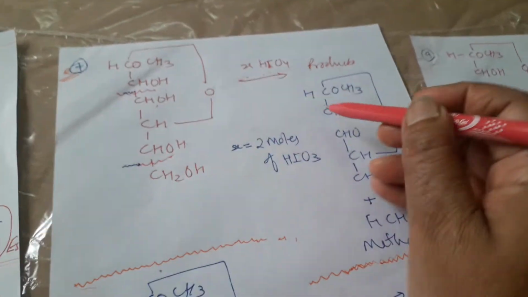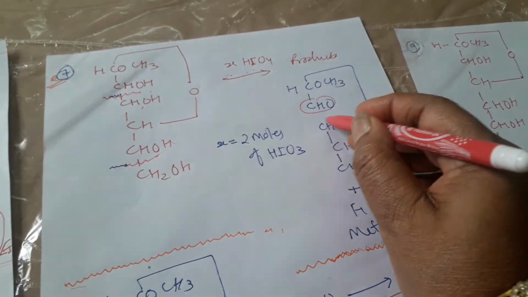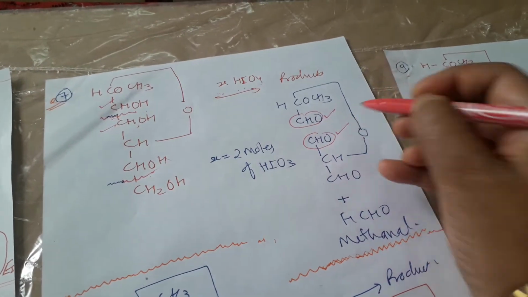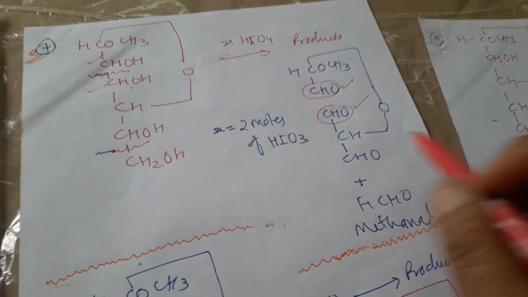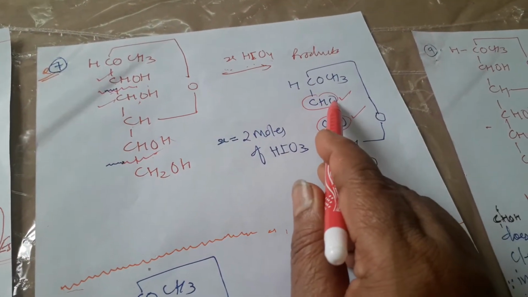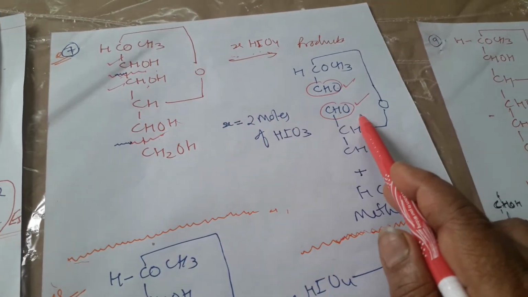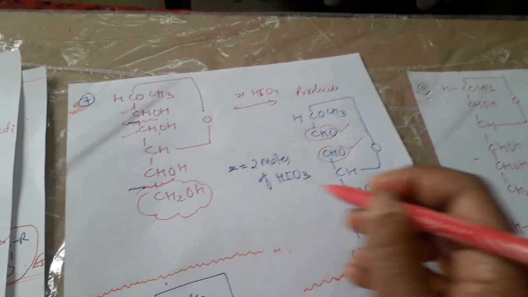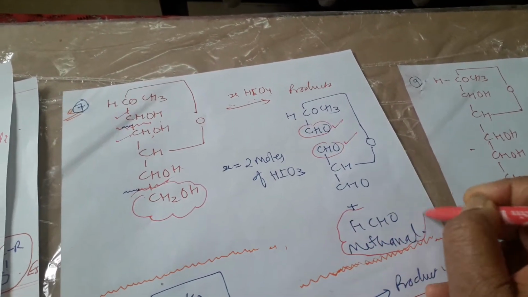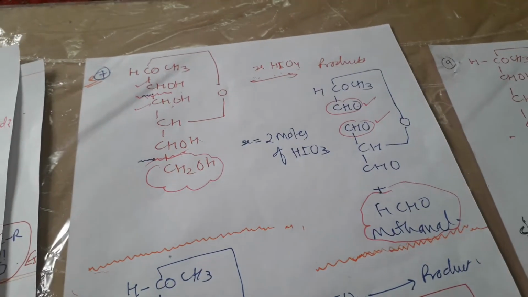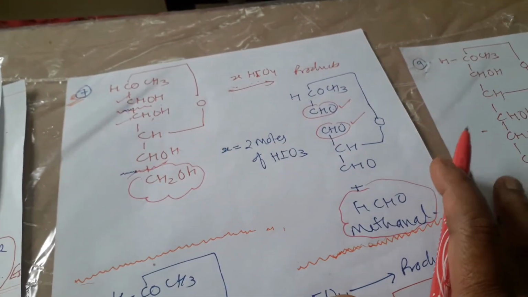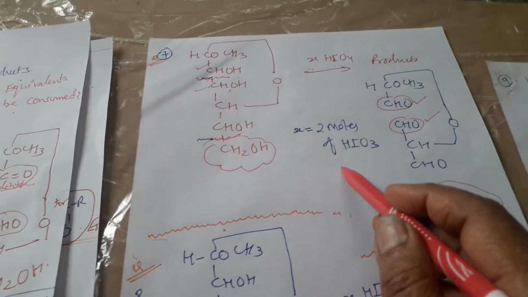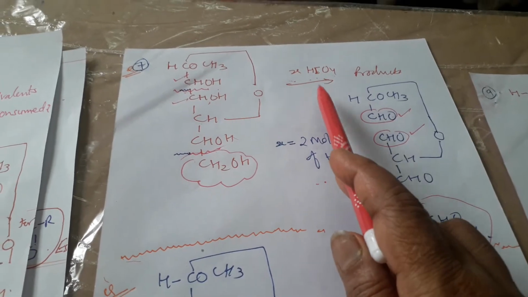So see this, we will get a CHO group here and a CHO group here. For this and for this, 2 different CHO groups. Clear? See, this CHOH is converted into CHO, this CHOH is converted into CHO. I think this point is clear. And this bottom one, I am making a cloud of it. It is forming methanol. Clear? So what are we getting? This cyclic structure and 1 mole of methanol. So how many moles of HIO4 are consumed? 2 moles.